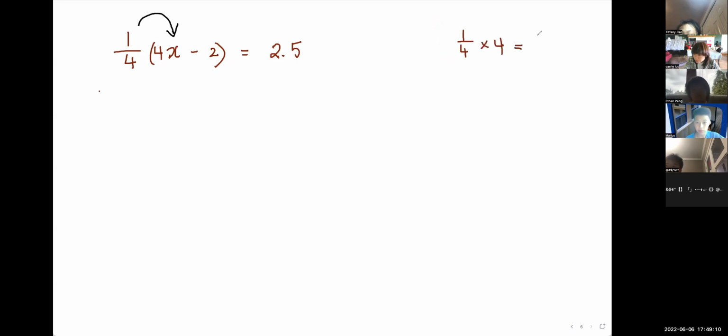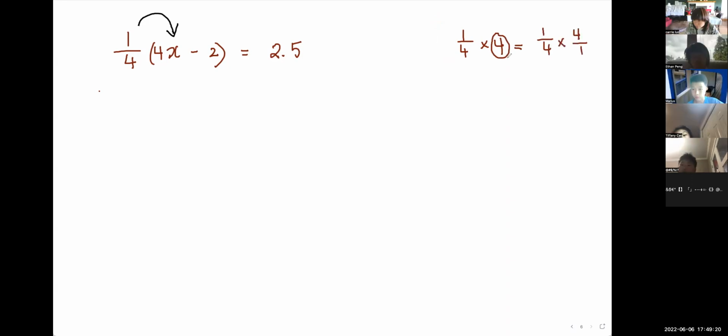Maris, I need you to write it down because you don't know how to do it, okay? So 1 over 4 times 4, where 4 equals 4 over 1, correct? When we do the multiplication of fractions, the top times together and bottom times together. So 4 over 4, so that's 1. Understand?